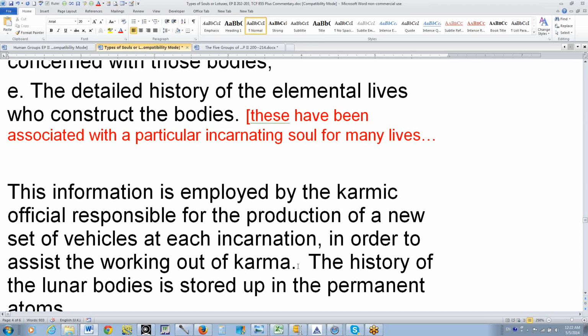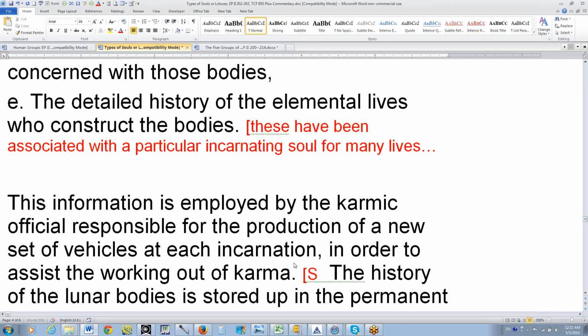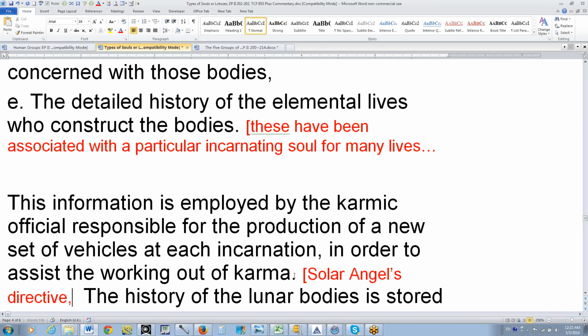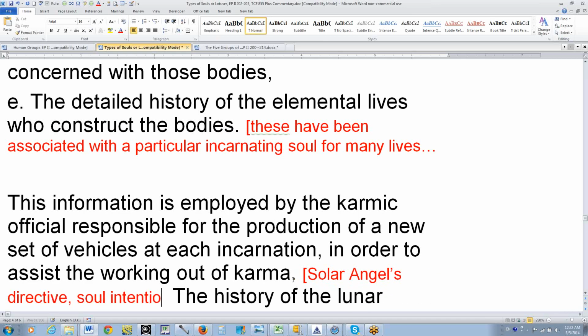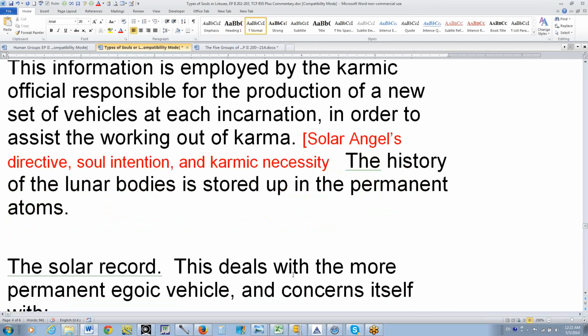So what you have here, you have a soul intention. Well, let's just say solar angel's directive, maybe soul intention, if the ego concern is sufficiently conscious on the higher mental plane, and karmic necessity. And all of these are working out for the production of the particular vehicles that any incarnating soul will use. The history of the lunar bodies is stored up in the permanent atoms, and this history can be read from there.